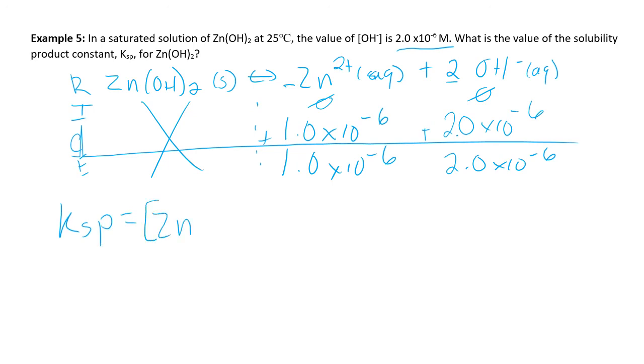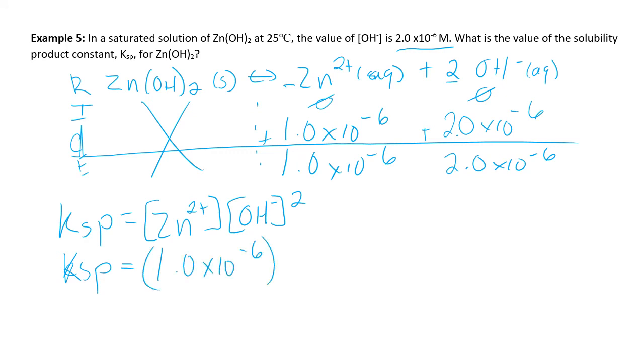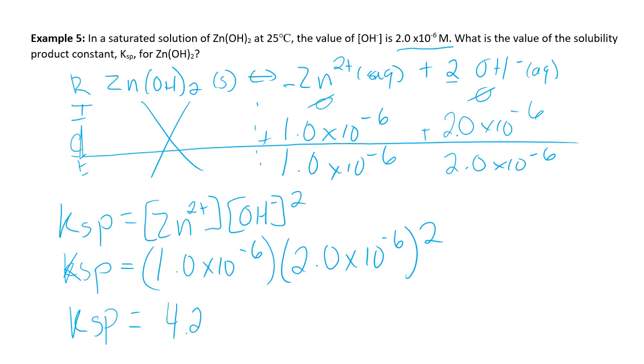So we'd have the concentration of zinc times the concentration of hydroxide squared. So our zinc ion is 1 times 10 to the negative 6th times our hydroxide, 2 times 10 to the negative 6th, and we are squaring that one. All right, so our answer, when you multiply this out, make sure you're trying these on your calculator, like I said before. I got 4.2 times 10 to the negative 18th.